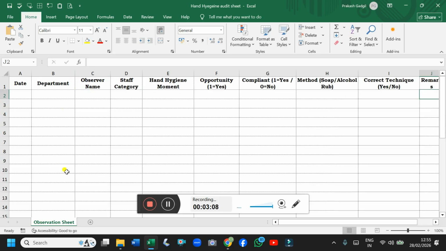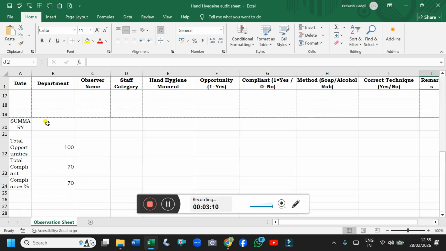Now once you do this for a couple of people, this is a summary sheet where suppose total opportunities are 100 and the compliance is 70. That means the overall compliance is 70% of the hospital, which is a good figure. Initially we'll target 60, but eventually we'll have to go to 85, 90.